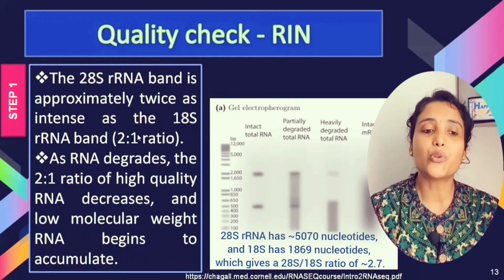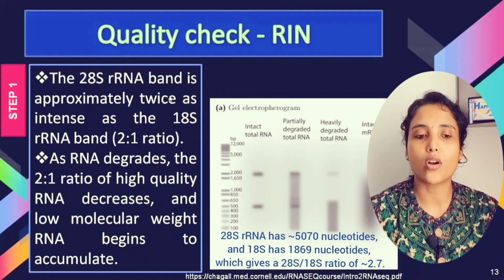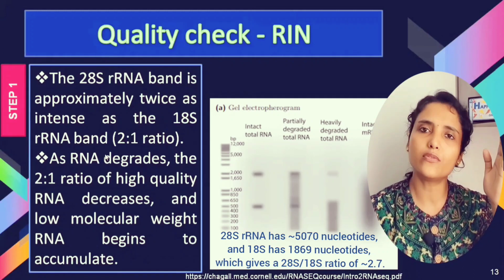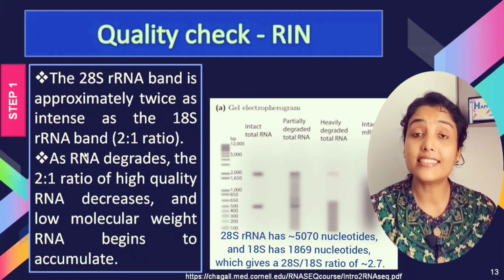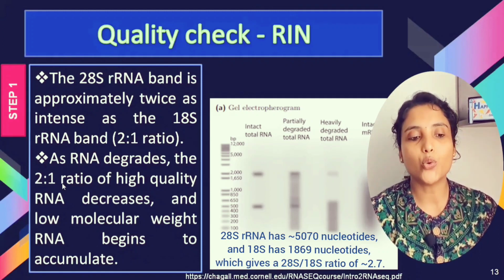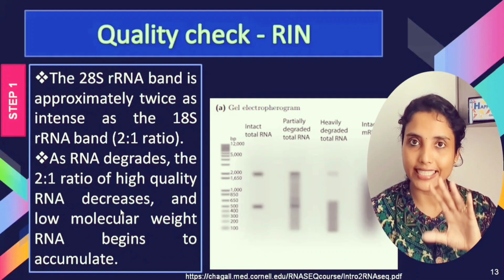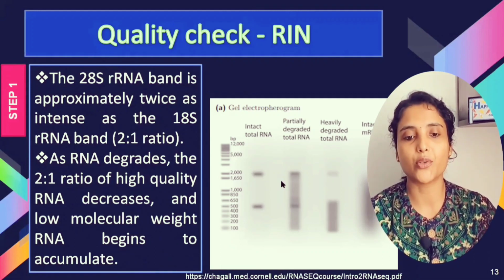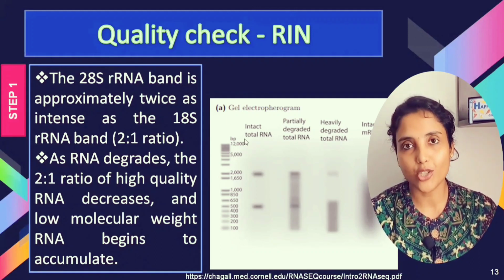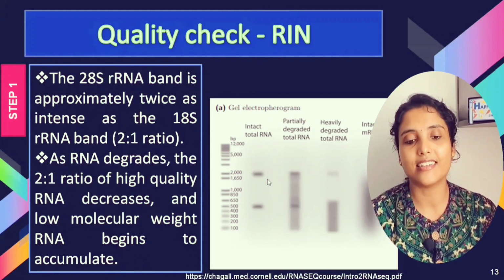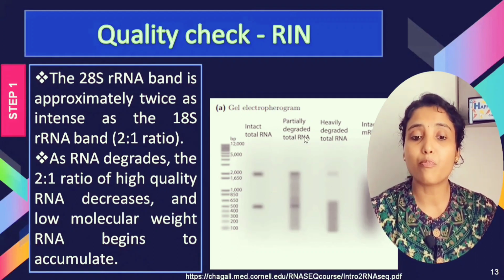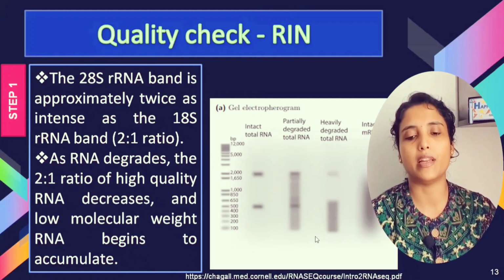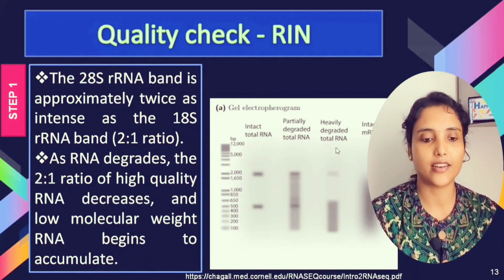The 28S rRNA band is approximately twice as intense as the 18S rRNA band. So it's a ratio of 2:1. As the RNA degrades, the 2:1 ratio of high quality RNA decreases and low molecular weight RNA begins to accumulate. So here you can see this is intact total RNA. You can see two clear bands over here. This is partially degraded total RNA. You can see the bands are spread across the whole place. This is heavily degraded total RNA.